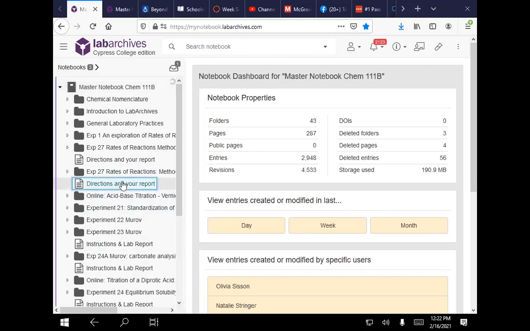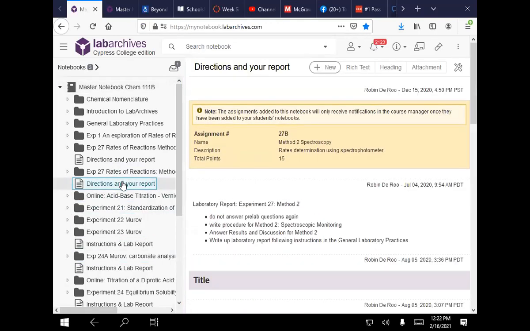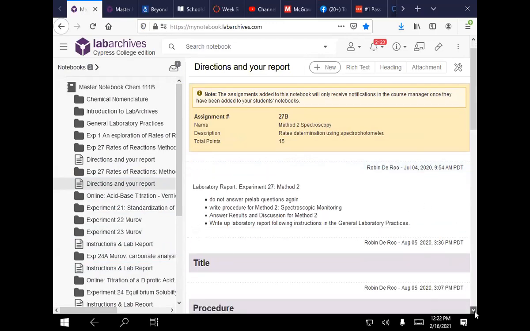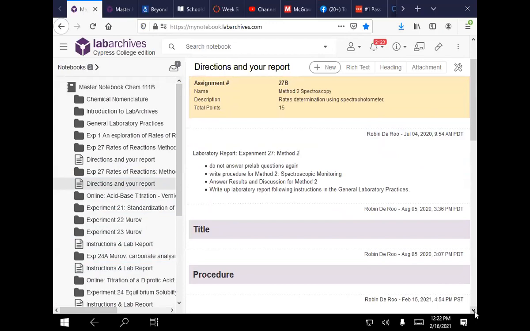So again, here's your directions. There's a lot of graphs, which is why this is also 15 points, because the other one was 15 points. But notice this. We don't have to answer the pre-lab questions. Okay, you do have to write a procedure, and you're going to do the results and discussion. And we are still following the general laboratory practices. You might have to go back and review that because there's certain ways that you write. So please fill out the title because it asks you to.